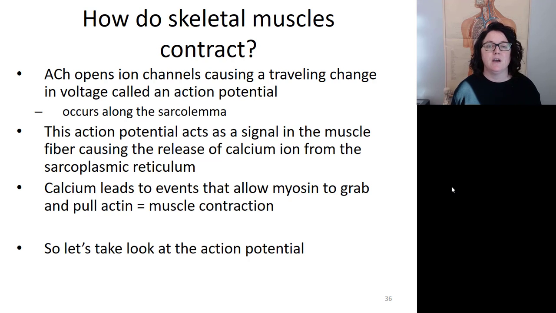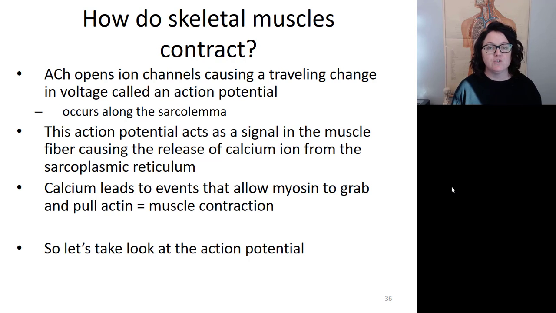In order to understand how skeletal muscles contract, we have to know about action potentials and calcium. We last left off learning about how sodium ions enter into the skeletal muscle fiber at the neuromuscular junction. So we're going to pick up from there. That is eventually going to cause something called an action potential. So the acetylcholine opens those ion channels, and that leads to a traveling change in voltage called the action potential. This traveling change in voltage occurs along the cell membrane, along the sarcolemma.